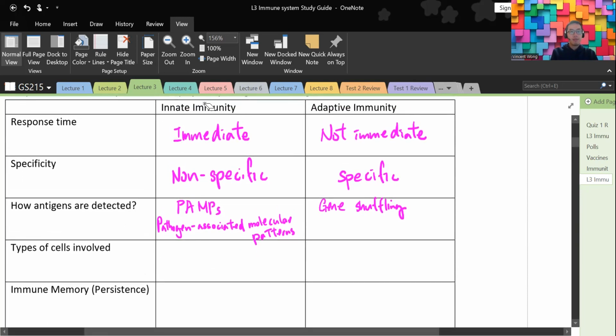Type of cells involved in innate immunity. So we have things like macrophages, phagocytes, NK cells. These are all cells that you will find as part of the innate immunity. What about adaptive immunity? What kind of cells do we have in the adaptive immunity? Help me out here. B cell, T cell. That's right, the T cells and the B cells.